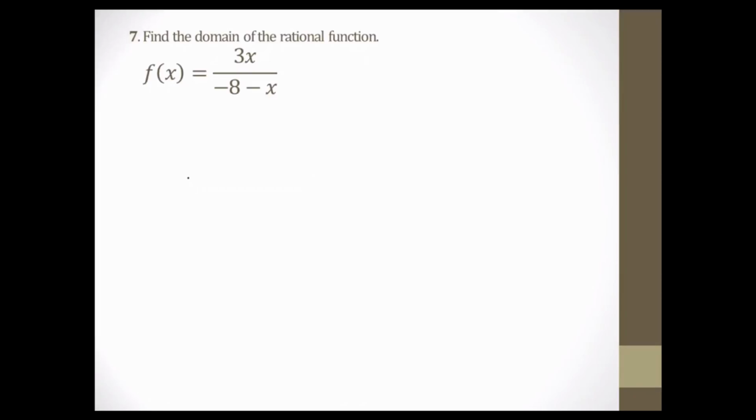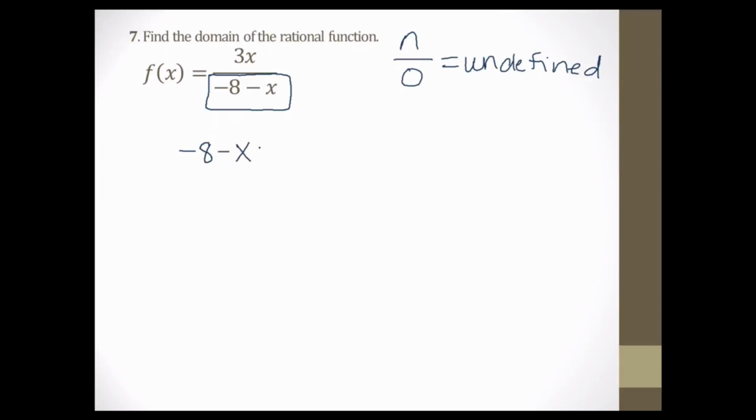So for this problem, we do have a variable in the denominator, -8 minus x. So remember that anything divided by 0 is undefined. So we don't want the denominator to be equal to 0, because that will make our function undefined. So let's find out what would cause the denominator to equal 0 by setting it equal to 0, and then we're going to solve for x, and whatever value that is, we want to exclude that from the domain.